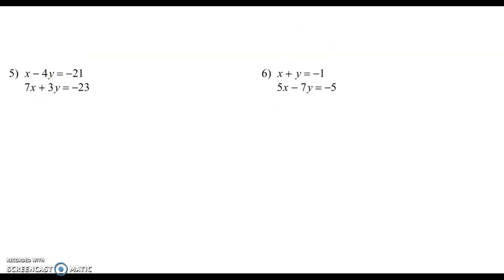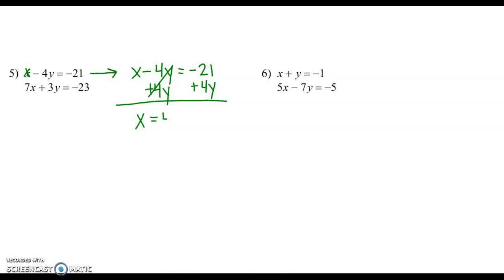All right, 2 more. Number 5, I can see that first equation has an x with a coefficient of 1. So that's what I want to solve for. I'll go over here. So I have x minus 4y equals negative 21. So to solve that for x, to get rid of the minus 4y, I would add 4y. So I've got x equals 4y minus 21.